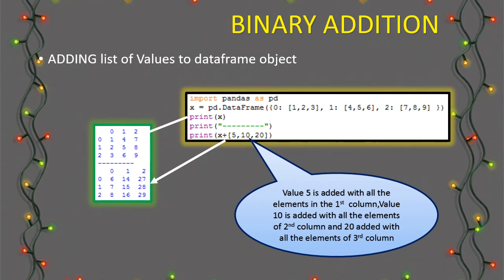Actually, the list default is column, so it will be added column wise. The 0th column is 1, 2, 3, so 1, 2, 3 are added with 5. So 1 plus 5, 2 plus 5, 3 plus 5. Likewise, 4, 5, 6 is added with 10. So 4 plus 10 is 14, 5 plus 10 is 15, and 6 plus 10 is 16. Next, the second column 7, 8, 9 is added with the value 20. So it is added column wise because the default axis is 0. It indicates the column in that addition.